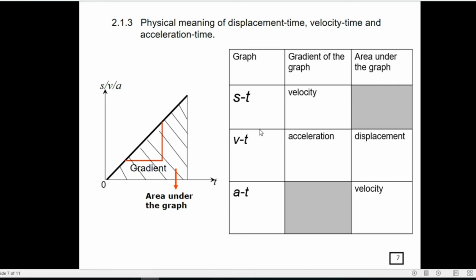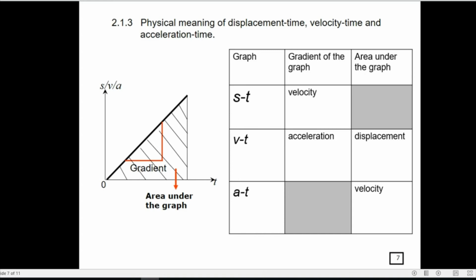Why so? Because of the unit. Think about the unit of v, which is meter per second. That is the height, and then we multiply with the base, which is second. So meter per second times second, the second and the per second cancel, leaving us with the unit of meter. So the area under the graph of velocity-time is represented by displacement.